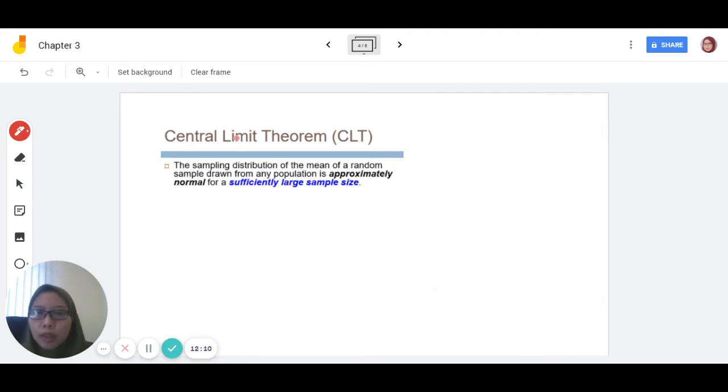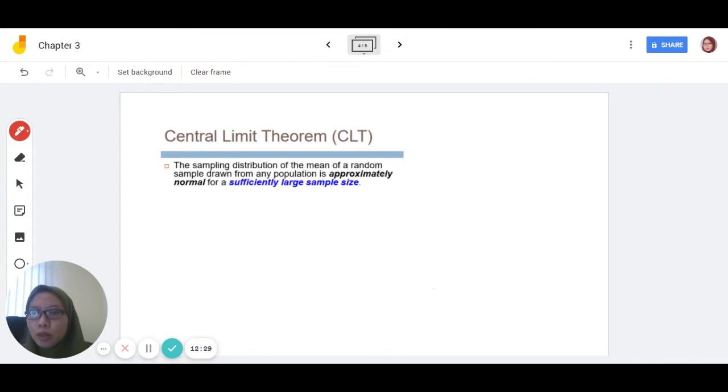Before that, like I mentioned just now, we have a theorem called the central limit theorem. When the sampling distribution of the mean is of random samples drawn from any population, we can assume that it is normally distributed.